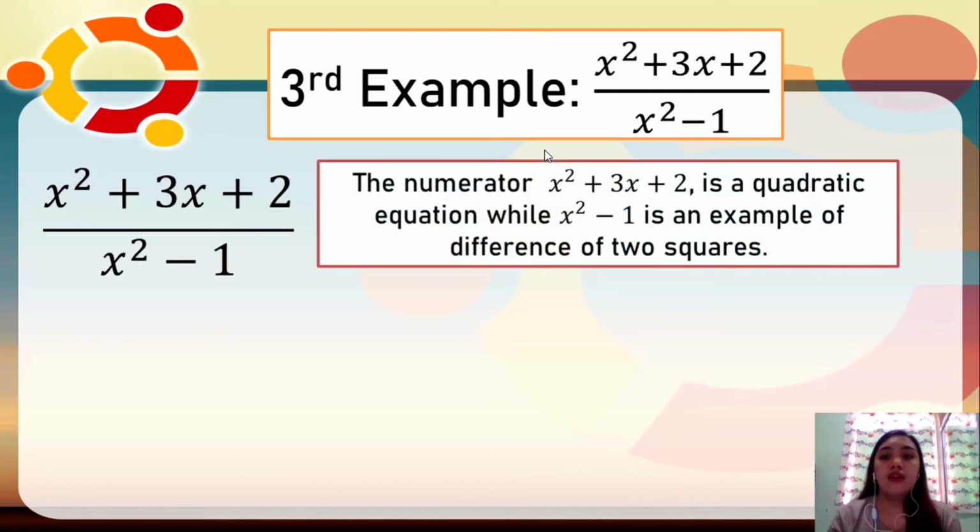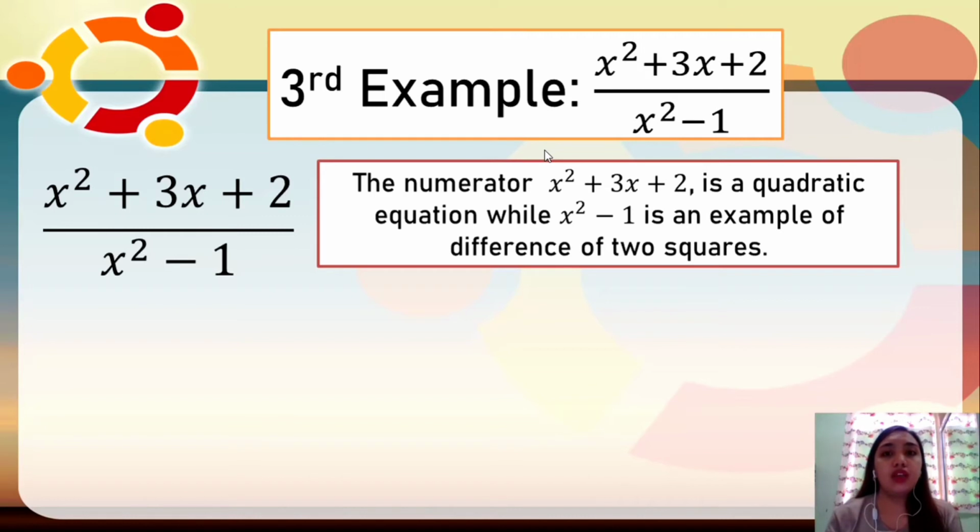Diba? How about yung denominator, which is x squared minus 1? Do you still remember the factoring of difference of two squares? Kasi pare silang squares, di ba? X squared is a perfect square and 1 is a perfect square. And their operation is difference. Kaya di ba difference of two squares?